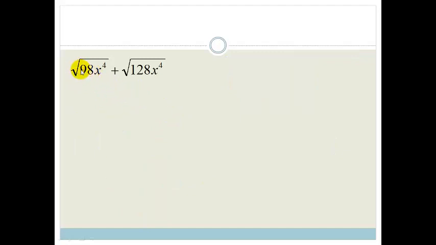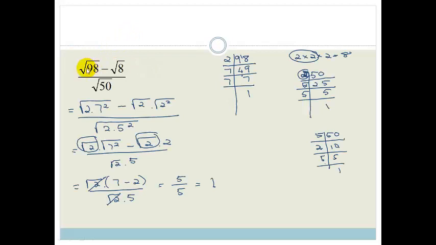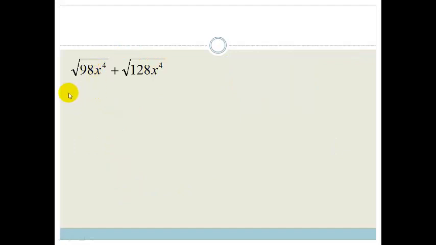So again, we've got the square root of 98x to the 4 plus the square root of 128x to the 4. Now, what's nice about this is because this is x to the 4 and this is a square root, we know that we're going to end up with x squareds, but we have to play with the numbers again. And I'm going to cheat and look at the previous example. Do you see that 98 became 2 times 7 squared? So that makes my life a little bit easier. We know that this is going to be 2 times 7 squared x to the 4, plus I don't know this one.